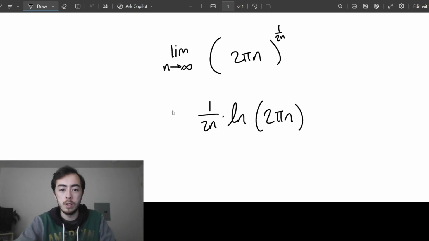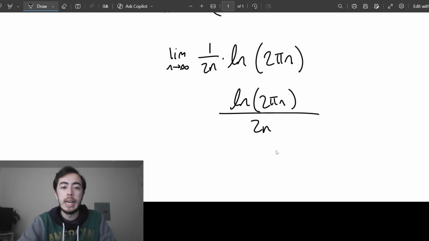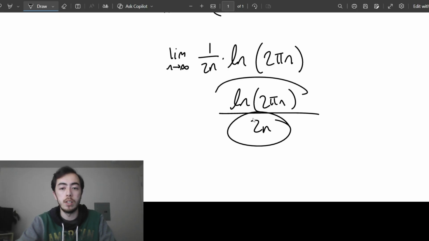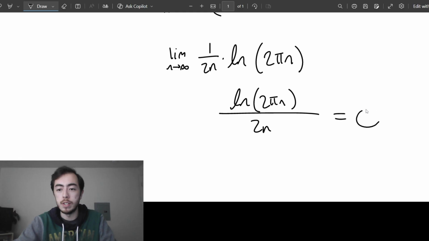So I took the natural log. It's still going to be a limit as n goes to infinity. Here we can write it as a fraction, natural log of 2 pi n over 2n. And at this point, I can see that the linear term is going to grow much, much faster than the natural log term in the numerator. So this tells me it's 0.